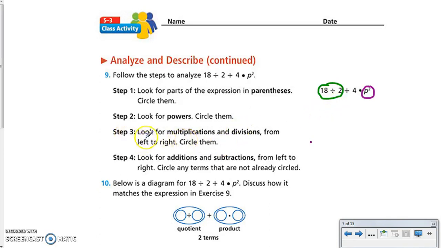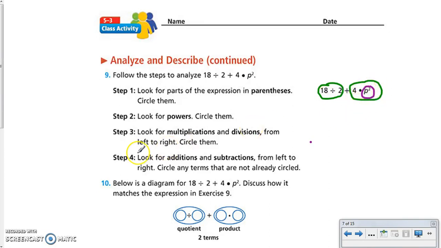We're still on step 3. Look for multiplications and divisions. Well, we do have a multiplication. We're going to take 4 times whatever p squared is going to be. So I'm going to circle not the multiplication symbol, but the entire part. Okay? So we've got these two circles here. We got the 18 divided by 2 answer, which we would eventually do, and then the 4 times p squared, which we would eventually do.